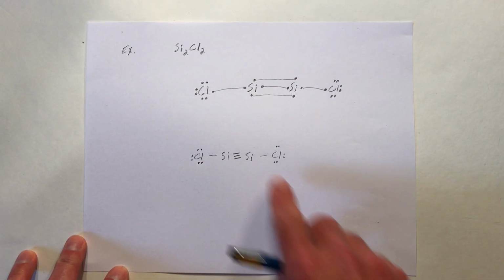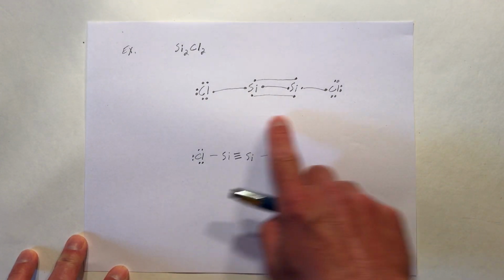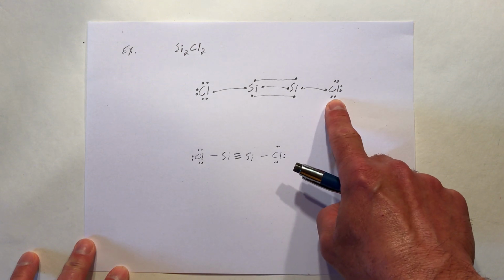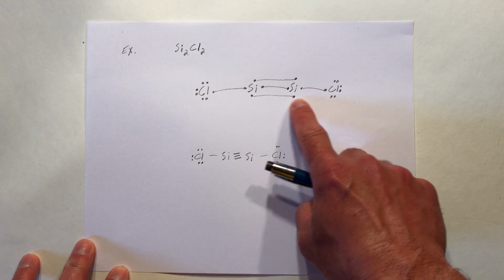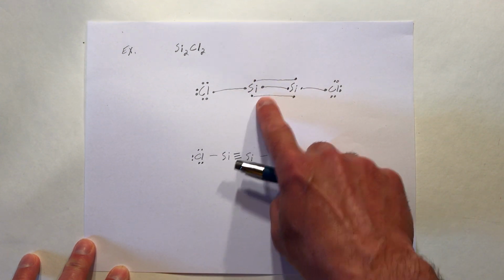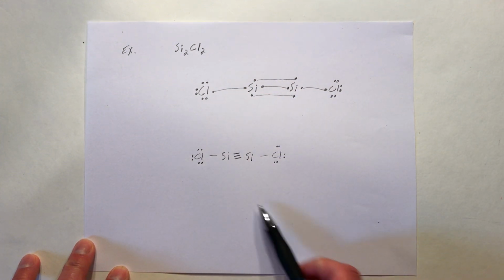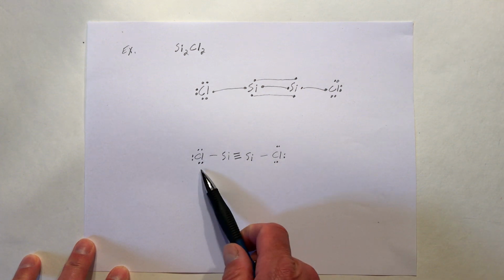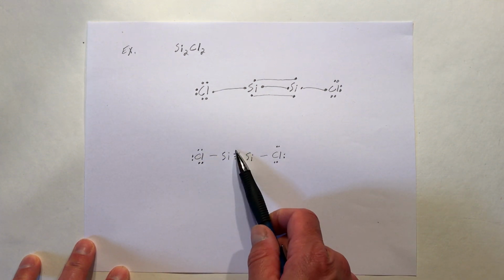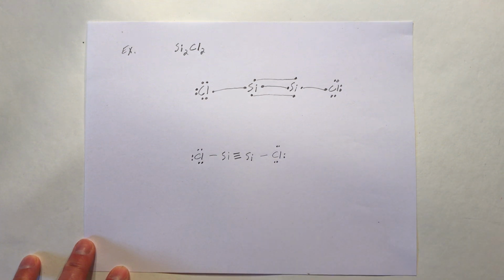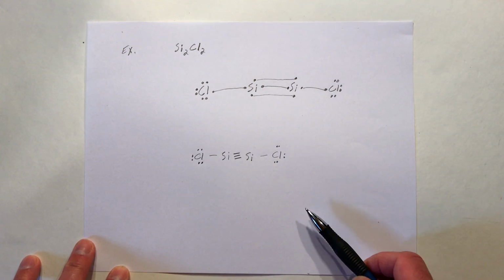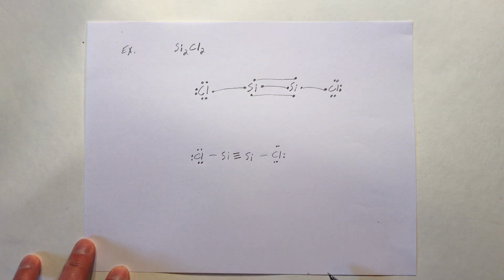So when we started, we had 7 electrons around this chlorine, 7 electrons around that chlorine. That's 14. 4 more from this silicon, that's 18. And 4 more from this silicon, that's 22. So we should have 22 electrons when we do our count here. 2, 4, 6, 8, 10, 12, 14, 16, 18, 20, 22. So we started with 22 with the atoms, and we end with 22 electrons in the molecule.